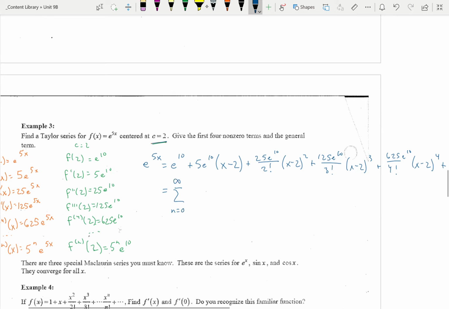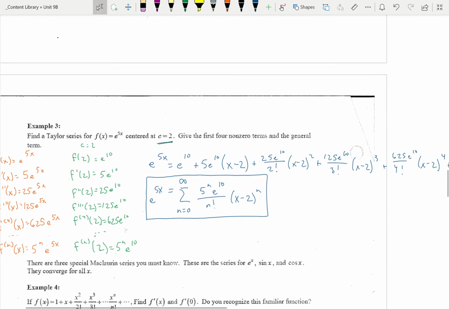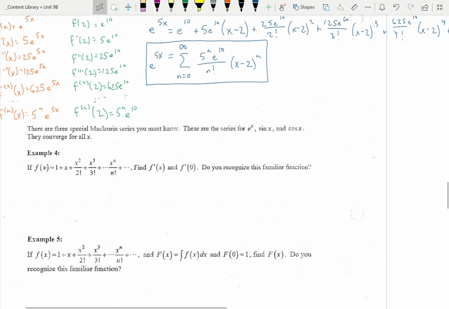Our numerator is going to be 5 raised to the n times e to the 10. Our denominator is going to be n factorial, and we're going to multiply that by x minus 2 raised to the n. And that is the Taylor polynomial centered at c equals 2 for the function e to the 5x. One thing it doesn't ask us to do is to find the interval of convergence, but I suggest that you give that a try and verify that the interval of convergence is all real numbers, which is always going to happen with your e to the x functions.